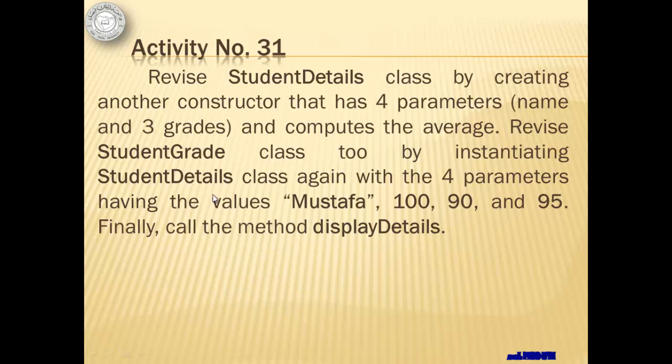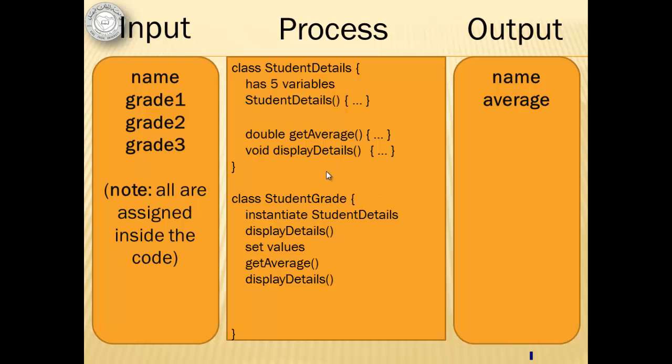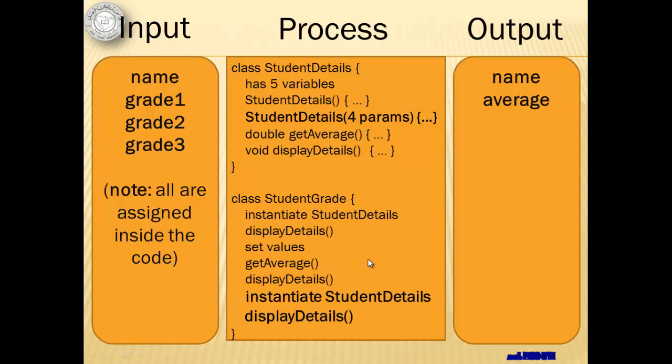So we're ready for our next activity. We will revise the student details class by creating another constructor that has four parameters, name and three grades, and computes the average. We will also revise the student grade class by instantiating the student details class again with the four parameters having the values Mustafa, 100, and 95. And then we will call the method display details. So the revisions that we will do is that we're going to create another constructor, student details with four parameters. And for the student grade, we're going to instantiate again the student details and then we will display the details.